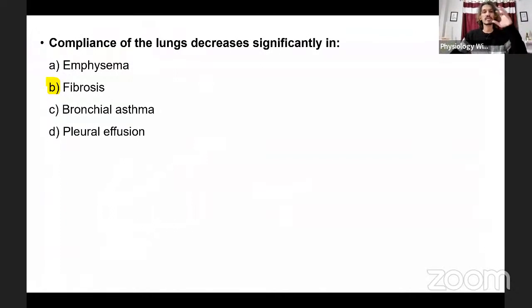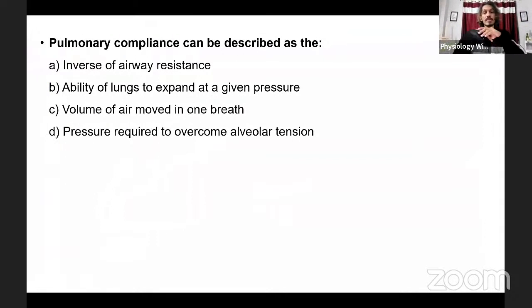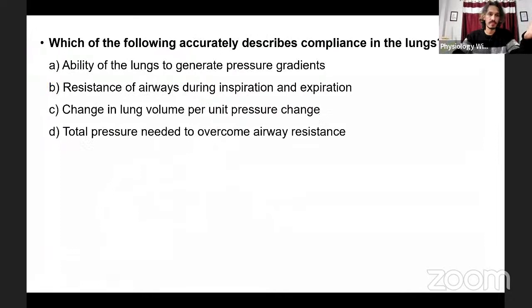Here, fibrosis is where your lung parenchyma gets fibrosed, because of which compliance is not there for the lung. Pulmonary compliance can be described as the ability of lungs to expand for a given pressure. Which of the following accurately describes the compliance in the lung? That is again change in lung volume per unit change in pressure.